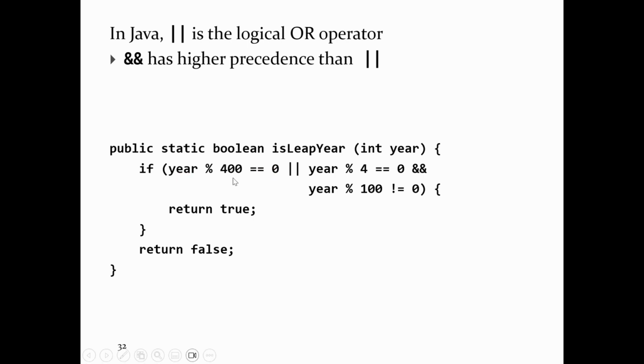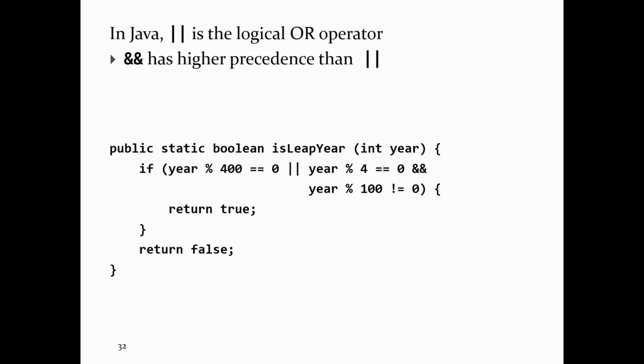So 2000 divided by 400 is 5 with a 0 remainder, so it's evenly divisible by 400. 2100 divided by 400 is 5 point something, so it has a non-zero remainder, and that condition will not be true. The other part of the leap year check is that it must be divisible by 4. To check that, take the remainder after dividing by 4 and check if it's equal to 0. Notice Java's equality operator is equals equals.